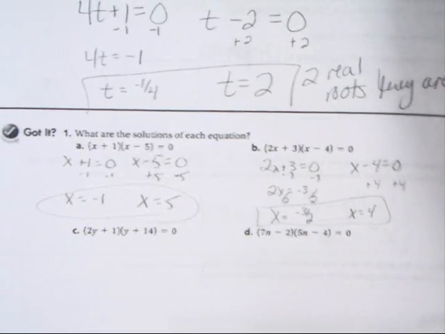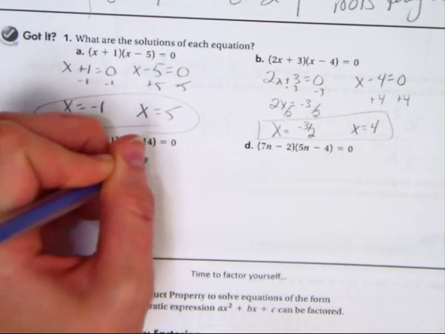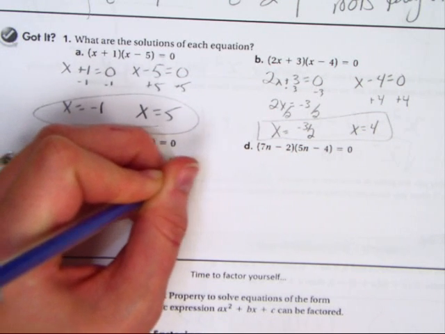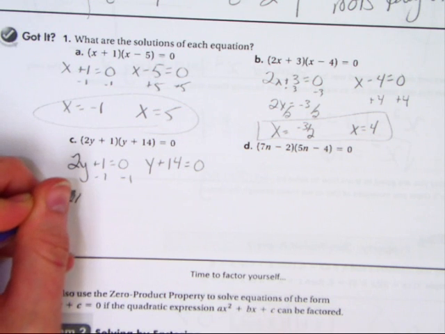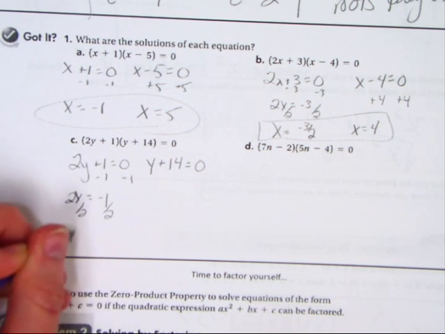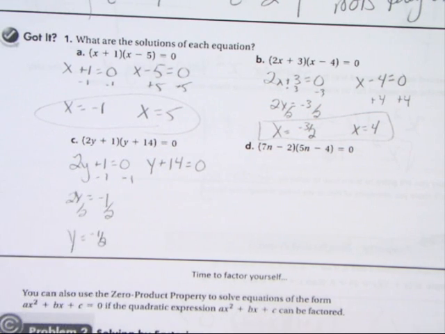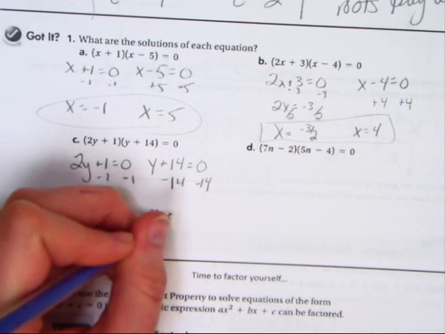On part C, you set the first one equal to 0. You set the second one equal to 0. You minus 1 on the first. You get 2y equals negative 1. You divide by 2. Y is negative 1/2. On this one, you take away 14. And y is negative 14.